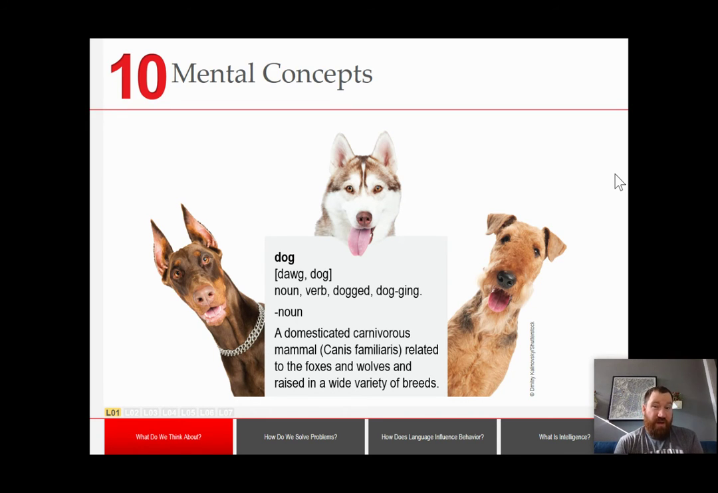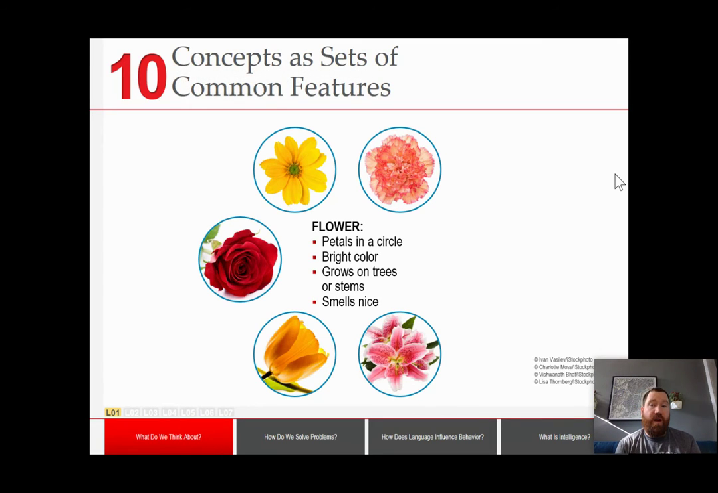We're going to see similar arguments made by modern day psychologists as we go through these different ways that we develop mental concepts. So first up, we have concepts as sets of common features. If we're thinking of flowers, one model says that we define concepts in terms of feature detection. So we look for necessary and sufficient features that determine category membership, right?